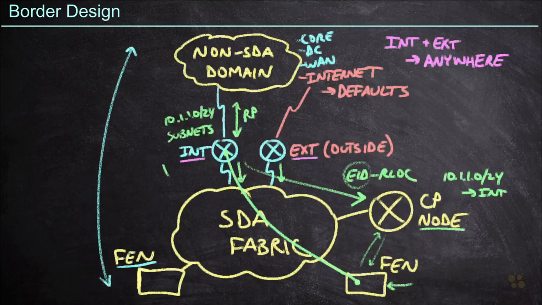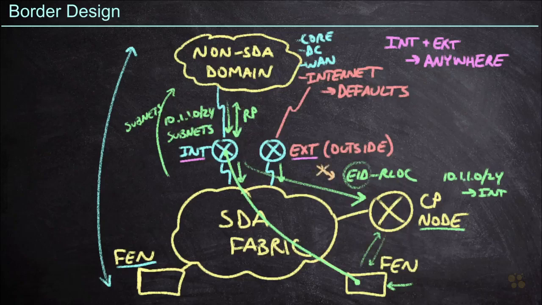As such, the internal border node is going to be responsible for advertising the subnets from the SDA domain up into the rest of the world. Now when packets arrive on the internal border node from the rest of the network, the internal border node at that point will behave just like a fabric edge node. It'll send the map request to the control plane node, figure out which VXLAN tunnel needs to send that packet towards its destination.